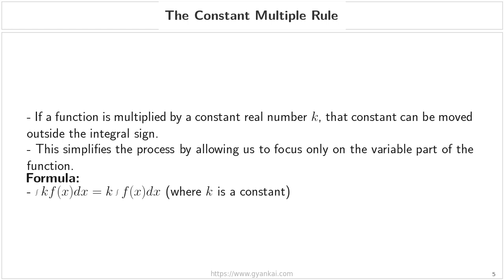We write it as the integral of k times f of x with respect to x is equal to k times the integral of f of x with respect to x. Remember, k represents that constant real number.